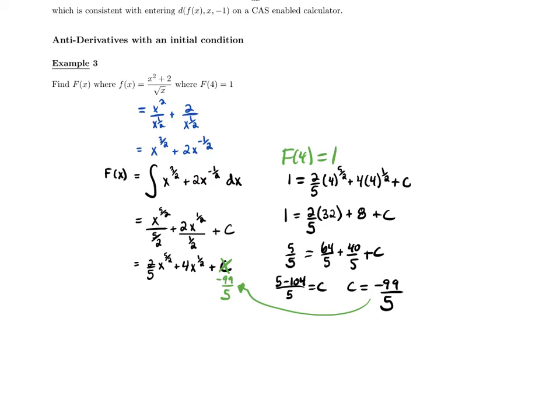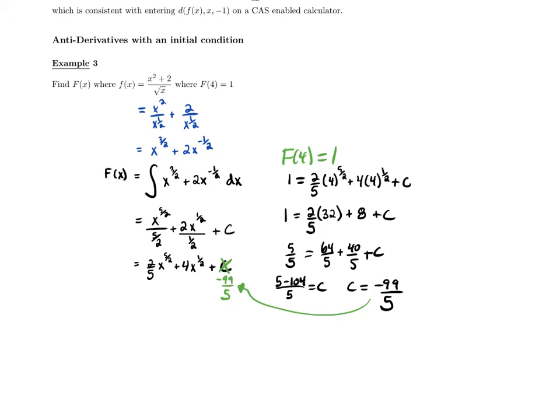The last step that we need to do is actually find the value of the constant, and that's where we use the information that they gave us, f of 4 equals 1. So I'm setting the function value equal to 1 and plugging 4 in for the x value. Remember that a 1/2 power is a square root, so here I'm taking the square root of 4 first, then raising it to the 5th, which is where the 32 comes from. And then we solve and get c equals negative 99/5.